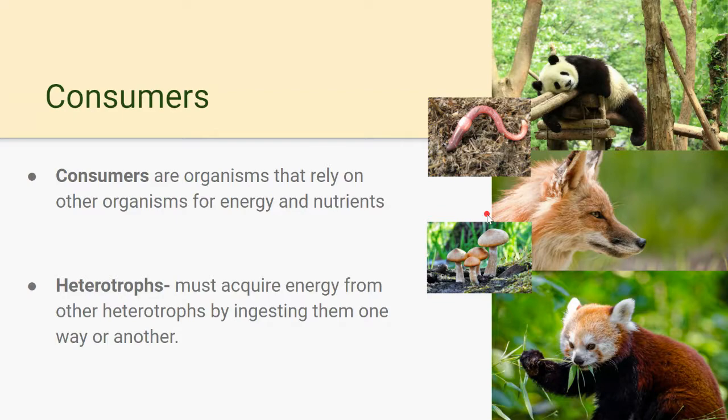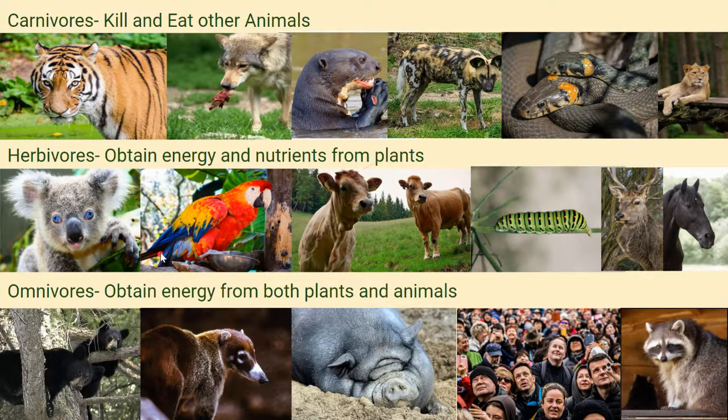And there are a bunch of different types of consumers. The first one we're going to talk about is carnivores. Carnivores eat and kill other animals, and they only eat other animals.